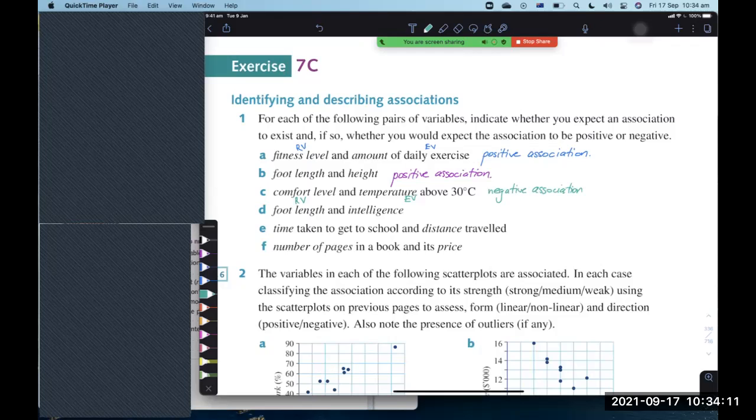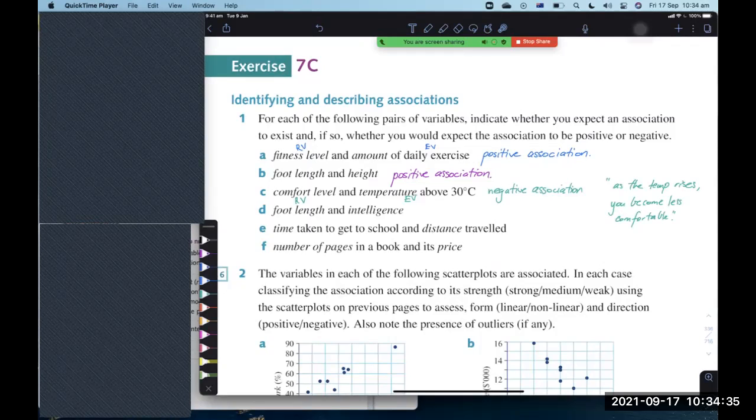And we can analyze that by saying, as the temperature rises, you become less comfortable. Okay.